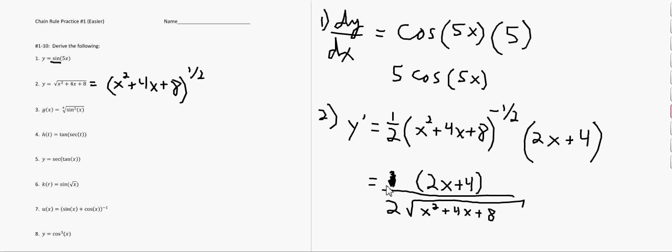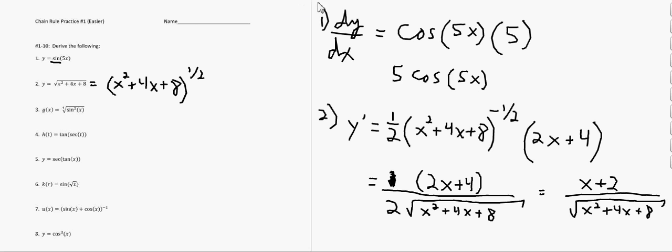And if you're really, really feeling smart, you can cancel the 2 with the 2x plus 4 because everything's divisible by 2. So really, you cancel out that 2 and make it x plus 2 up top. So you could write x plus 2, and this would be your simplified final answer, over the square root of x squared plus 4x plus 8. Alright, so that's 1 and 2.